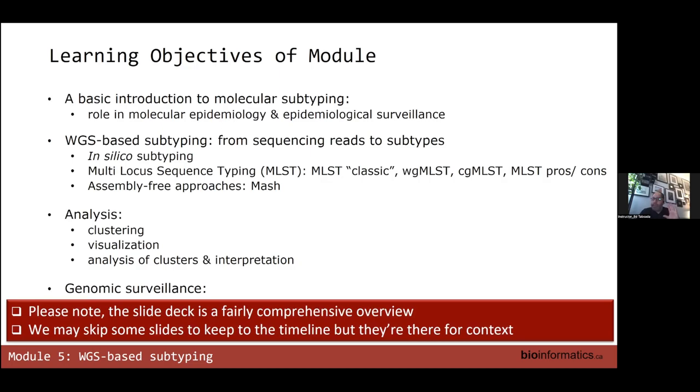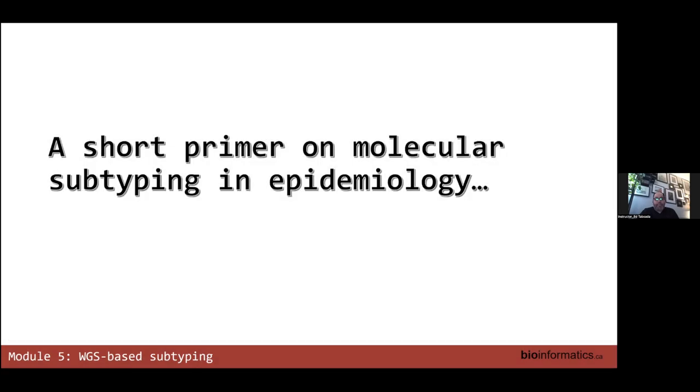Lots of slides. A lot of it is for context. We may have to get through some in order to get through the slide deck. So I'll keep an eye on time.